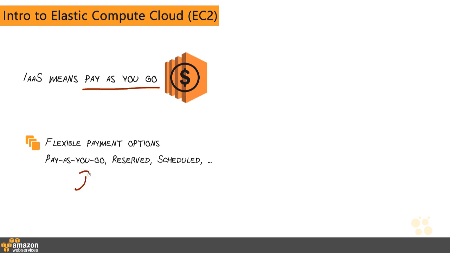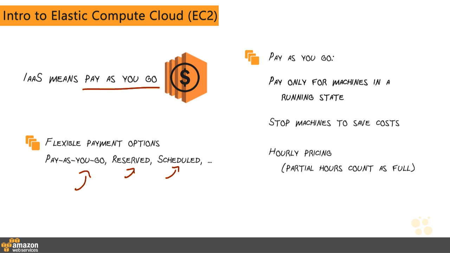You've got things like pay as you go. You can also reserve or schedule instances, schedule payments, and those are ways to make this even cheaper than it already is, and I promise you it's already very, very cheap. But pay as you go is really the ideal way to get started, to get ramped up on EC2.